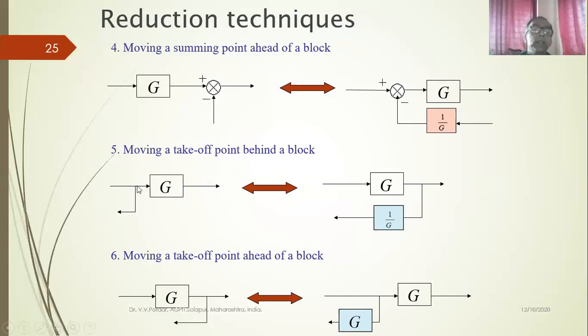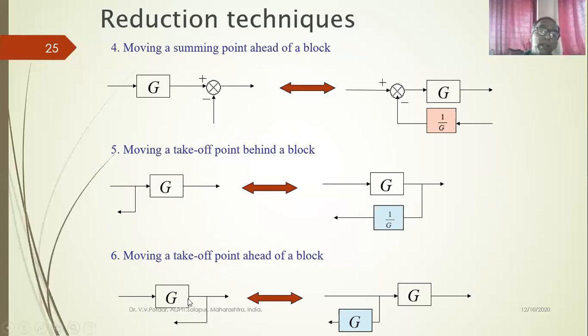Here, in the original feedback path, no block was there. When I have moved this takeoff point beyond a block, I have to take 1 by G in the feedback path. And rule number 6, moving a takeoff point ahead of a block.